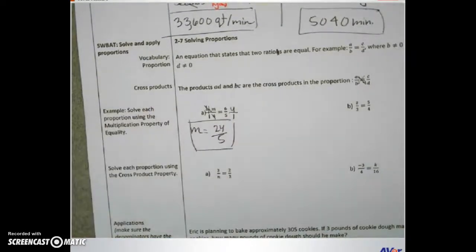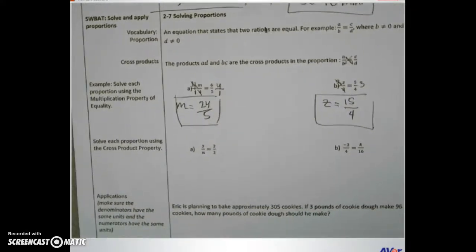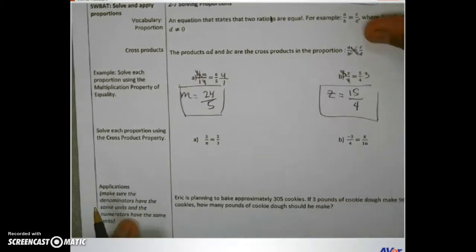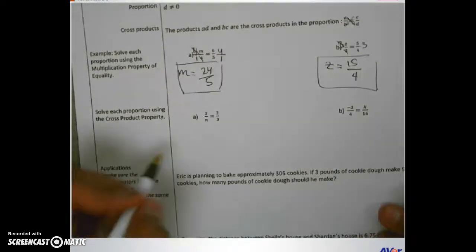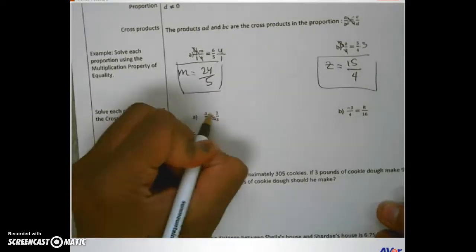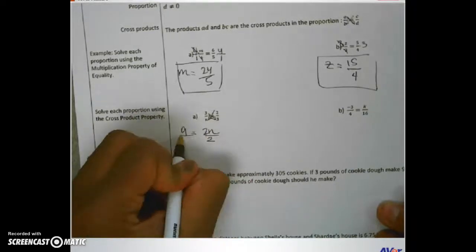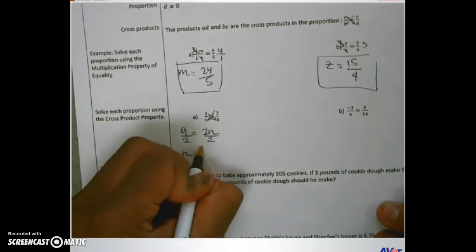Now, you know that method. Go ahead and do me a favor, press pause and try B. Okay, if you did, you got 15 over 4, which is delightful. Now, for part A and B for the next section, solve using cross product. So, multiply 3 times 3, 9 equals 2 times n, 2n. Divide by 2, divide by 2, n equals 9 halves.